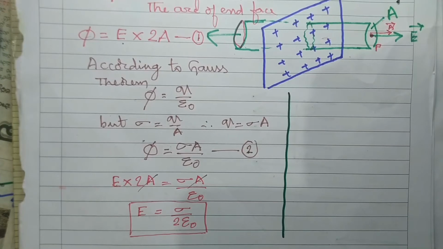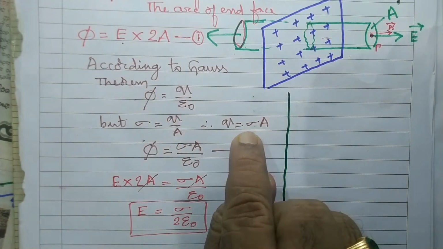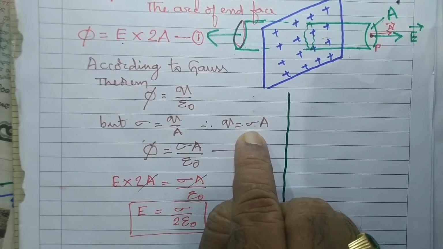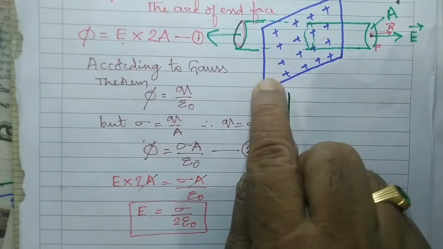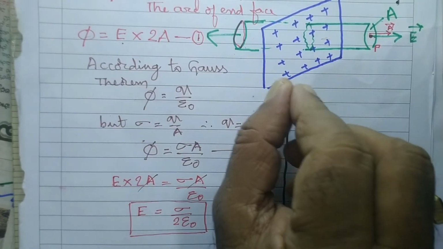In case of an infinite plane conductor having finite thickness, the Gaussian surface will include sigma into 2a. I mean to say here we are taking only one sigma a. We have to take 2 sigma a for this special case, that is infinite plane conductor having the finite thickness. Finite thickness means very thin.